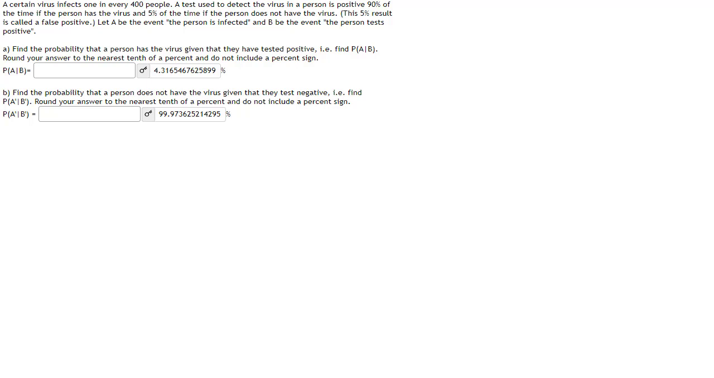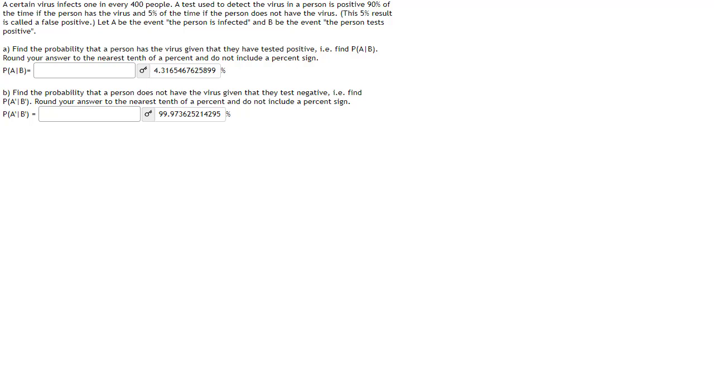I'm only going to look at those people who had a positive test result. And then within that subset of people, how many of them actually had the virus? That becomes my good. And then the total is just all the people that tested positive. I do good over total. And blam, that's my answer, right? Make it nice and easy on us. We don't have to worry about using all these silly formulas.